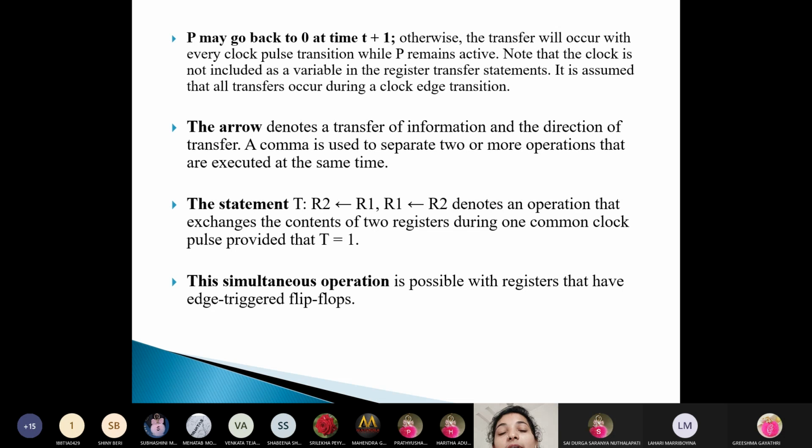So the arrow denotes the transfer of information between the registers, and the direction of the transfer. The arrow mark shows the direction: the register the arrow points to is where we store the information. Okay, so the arrow denotes the transfer of information and the direction of transfer.